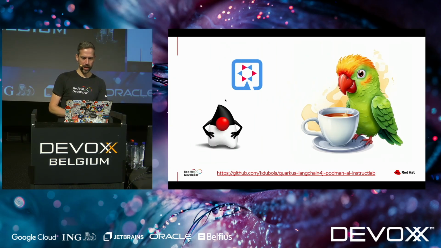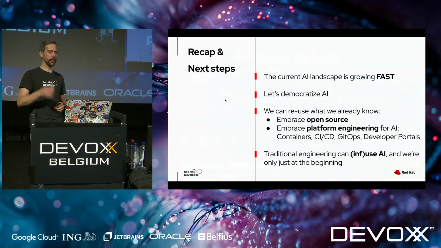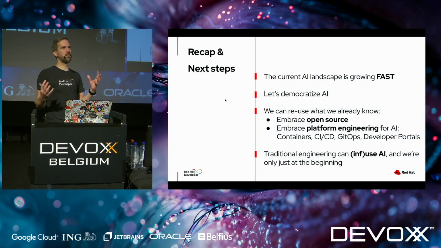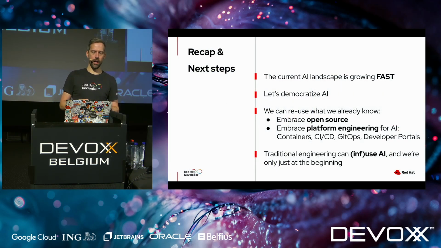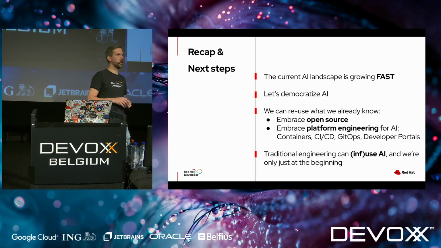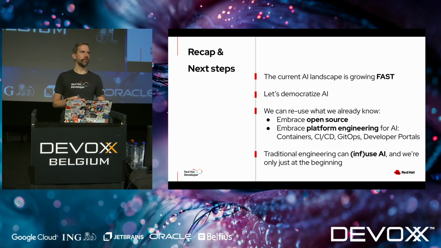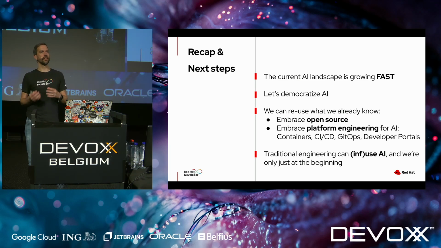So, if I can go back to the slides, there we go. So yeah, we saw Podman AI Lab. To wrap it up here, the current AI landscape is growing fast, right? What I showed in terms of the landscape is already quite overwhelming, and I think it's getting even bigger. But I think what we really need to make sure is that we can democratize AI and make sure that it's available for everyone, right?